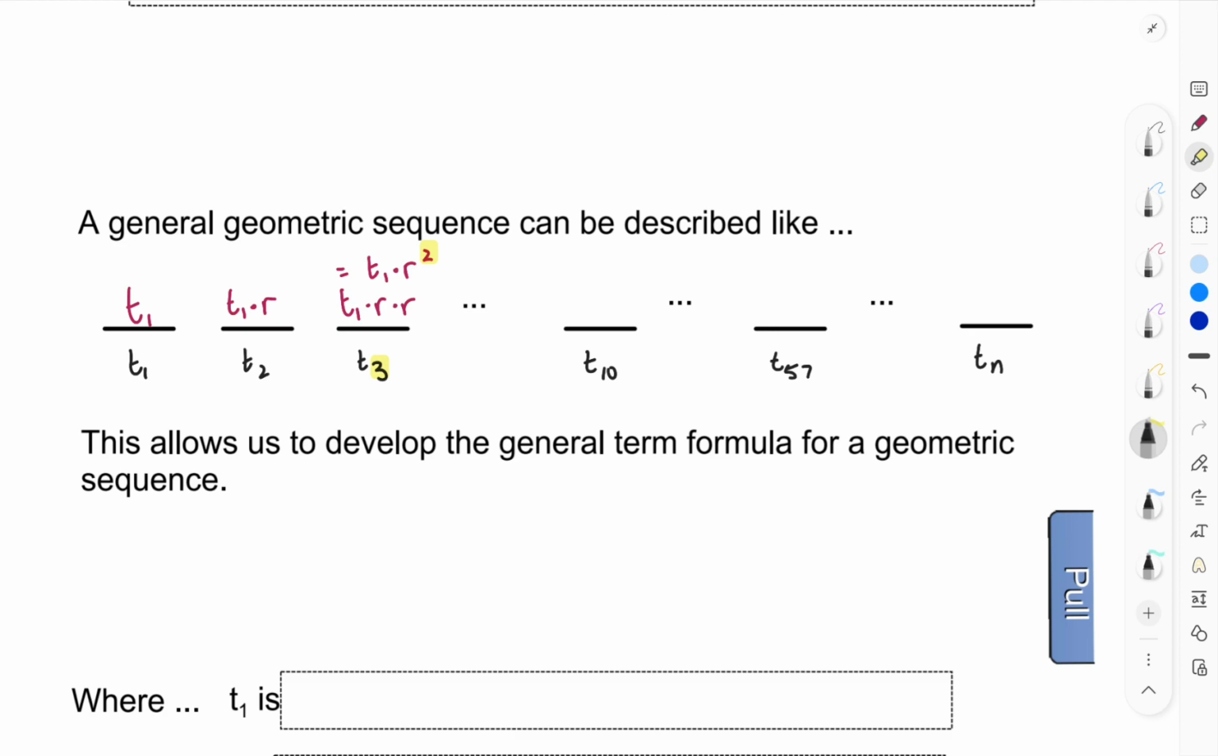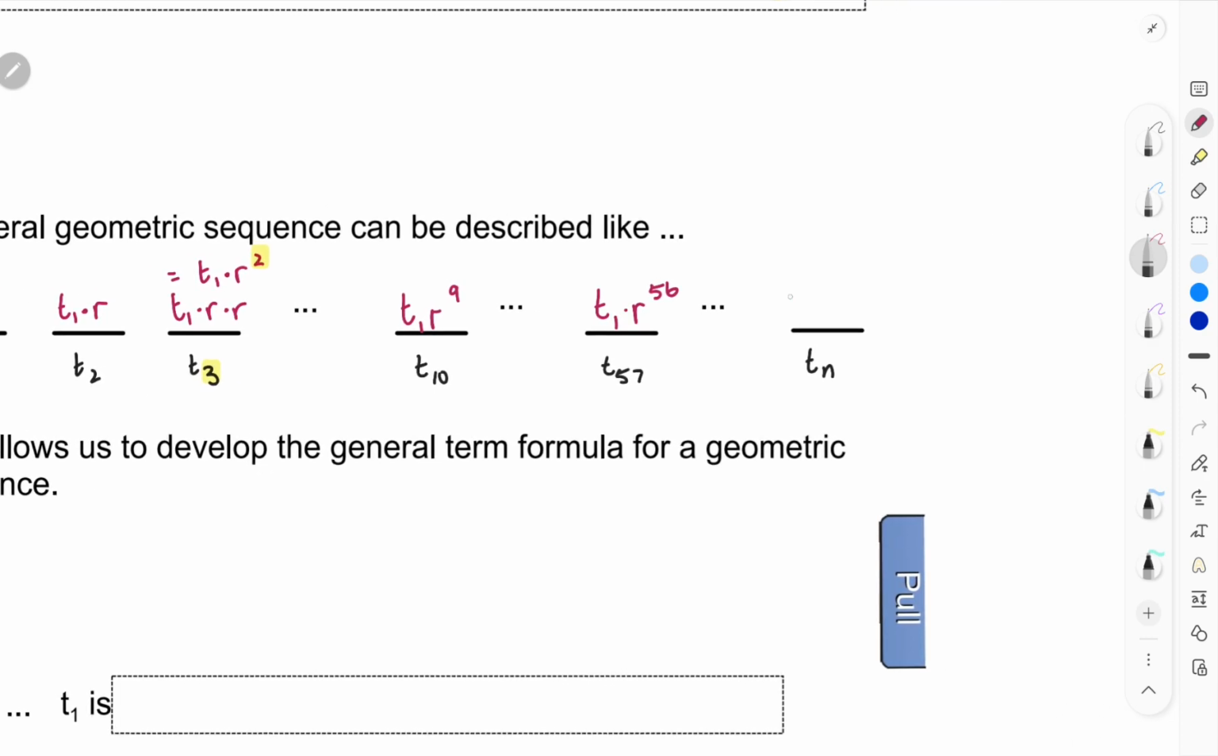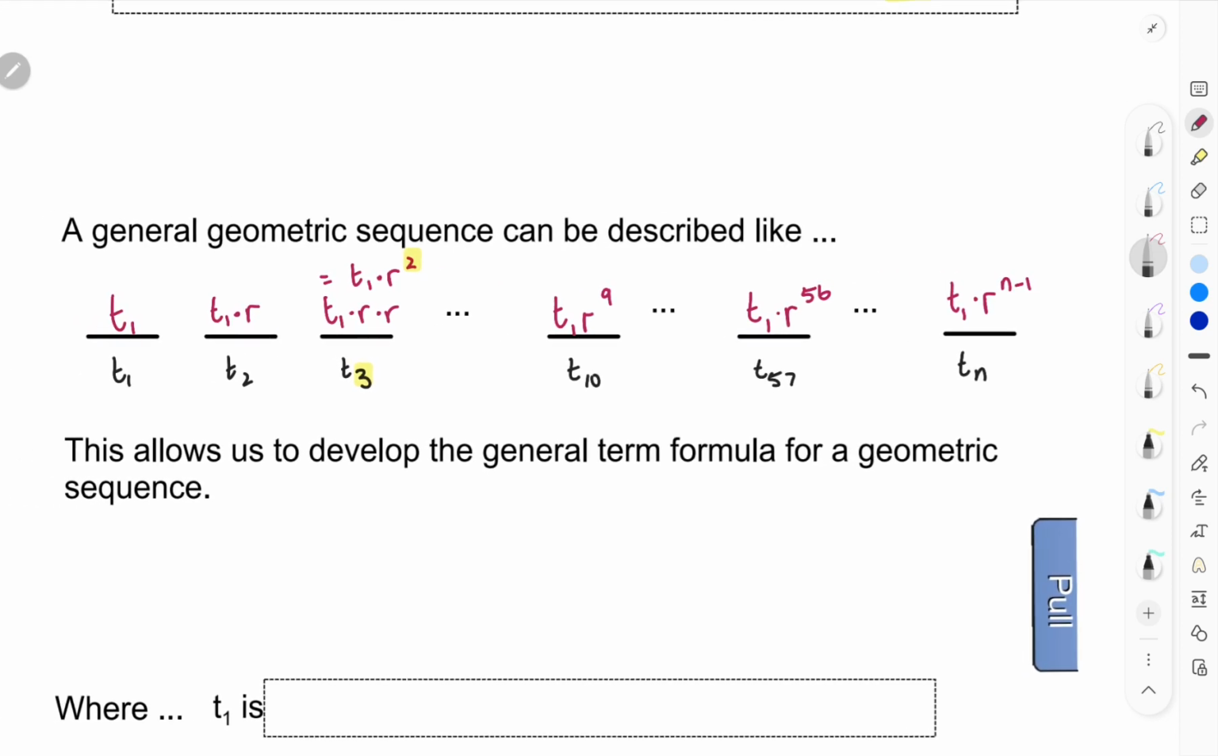How many times I'm introducing my common difference, or my common ratio in this case. So on the 10th term, I have to multiply by R 9 times, and so I get a power of 9. On my 57th term, I have 56 common ratios. And so in general, on my nth term, I have T1 times R to the n minus 1, right? Because I only start to multiply by R once I get to my second term. I start from T1 and then I adjust from there.